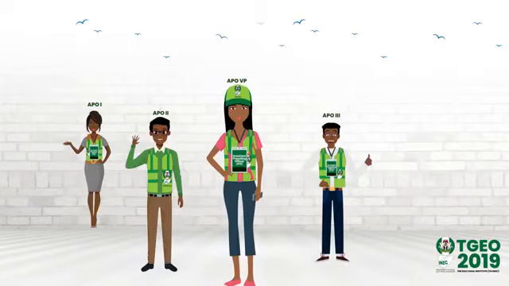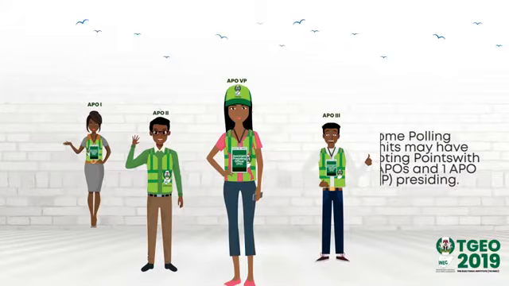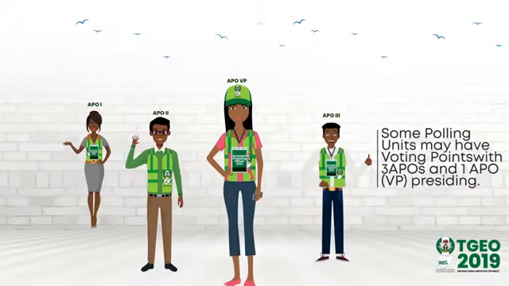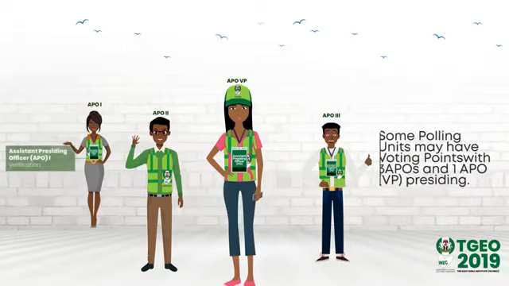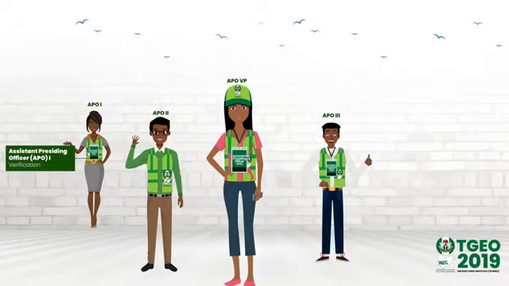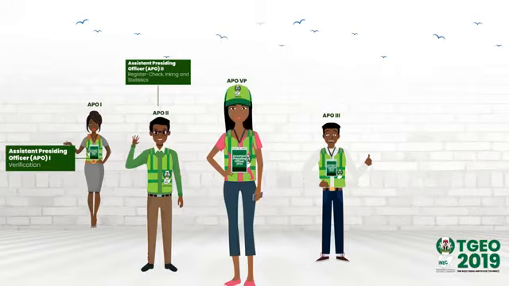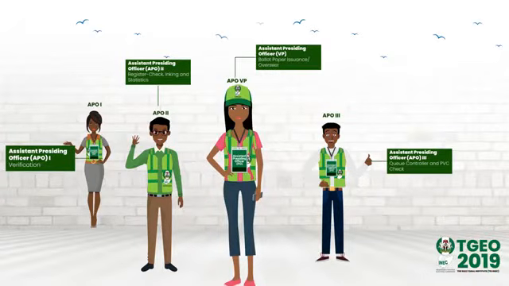Some polling units may have voting points with 3 APOs and 1 APO, VP presiding. Assistant presiding officer, APO1: verification. Assistant presiding officer, APO2: register check, inking and statistics. Assistant presiding officer, APO3: queue controller and PVC checking.